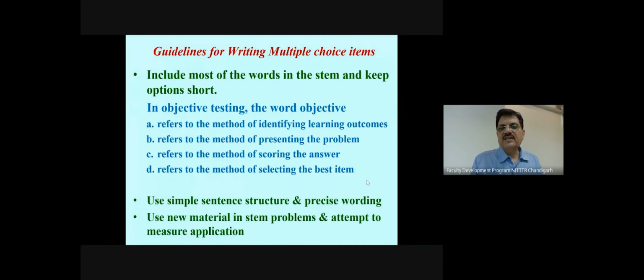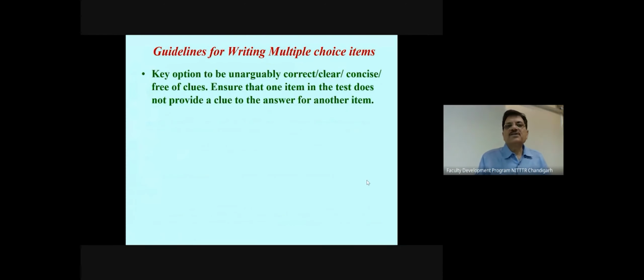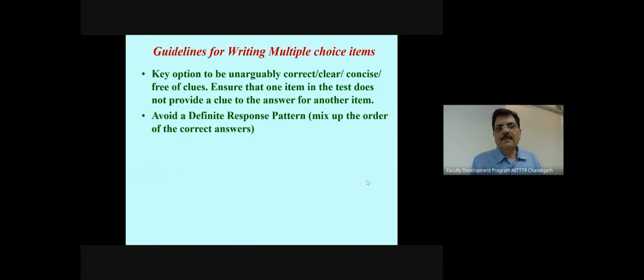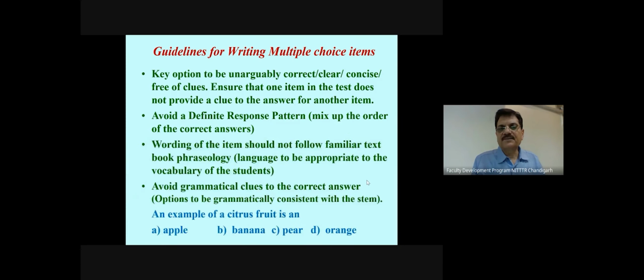Use simple sentence structure and precise wording, and use new material in the stem problem. Key options to be unarguably correct होने चाहिए, clear and concise, free of clues. Ensure that one item in the test doesn't provide a clue to the answer for another item. Avoid a definite response pattern, so you can mix up the order of the correct answers. Wording of the item should not follow some familiar textbook phraseology, language to be appropriate. Avoid grammatical clues to the correct answer.